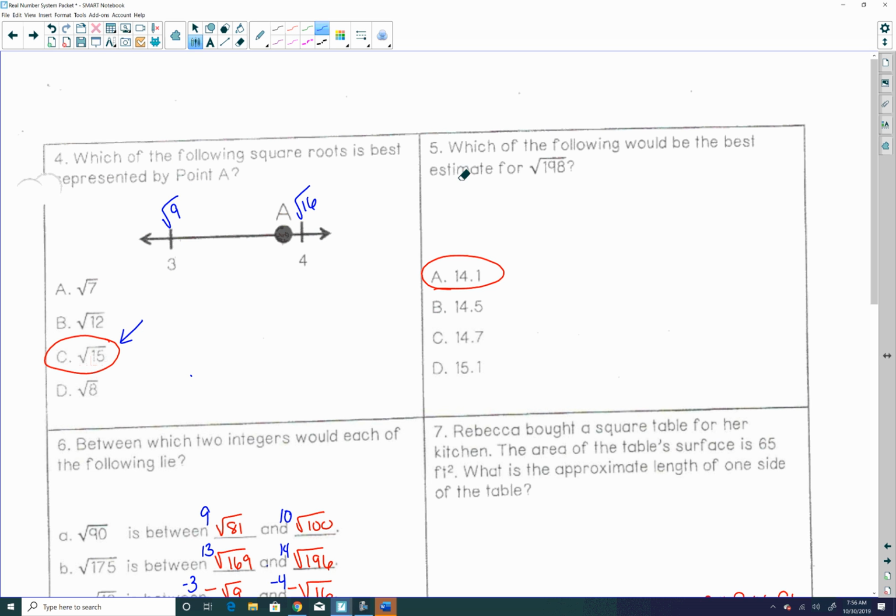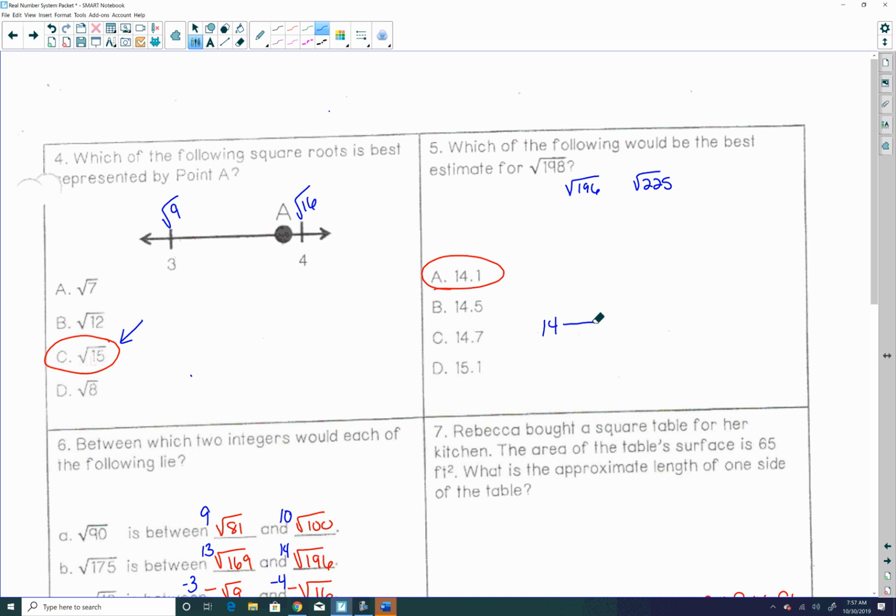So number 5, which of the following would be the best estimate for the square root of 198? This is what I just demonstrated to you. So the square root of 198 is between the two perfect squares of 196 and 225. So it's between the perfect square of 196 and the perfect square of 225. So I know that my answer is going to be between 14 and 15. So it's going to be 14 and some fraction. So I'm going to write that down here, 14 and some fraction. I don't know what fraction yet.